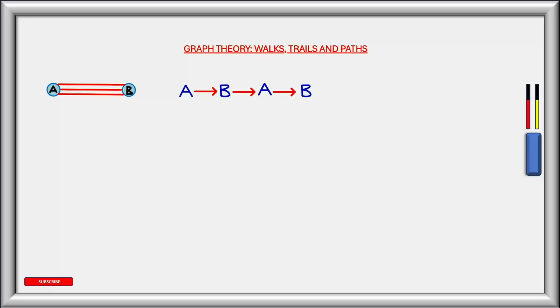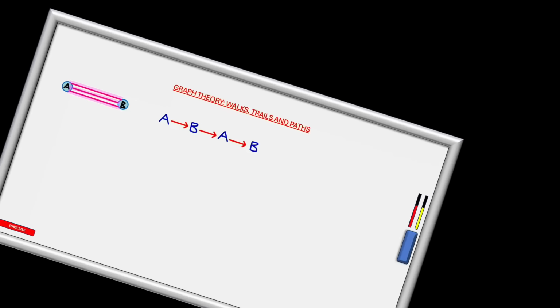Okay, let's follow the sequence. So we travel from A to B using this edge, and then B back to A using the edge in the middle, and then from vertex A back to vertex B using the bottom edge. So we've used all edges just the once, but we've used the vertices more than once. So therefore it cannot be a path, as every vertex we use must be unique. So it's therefore a trail, because although we've repeated some of the vertices, we've used the edges only once.